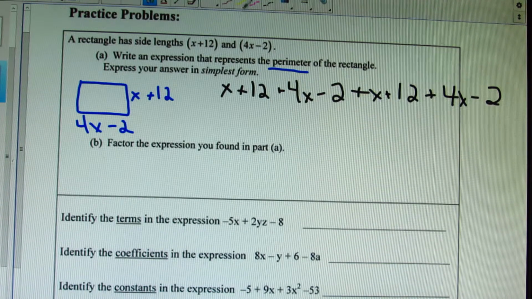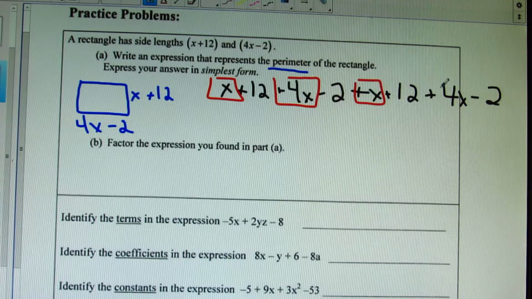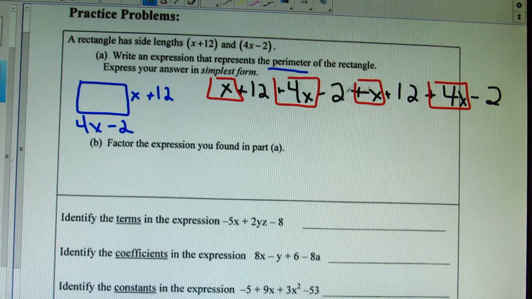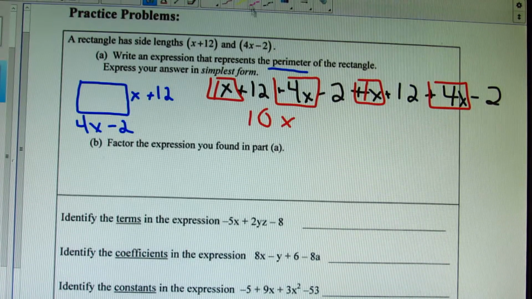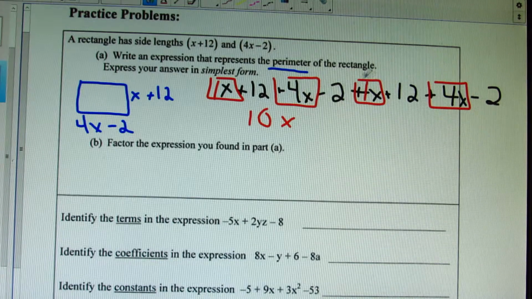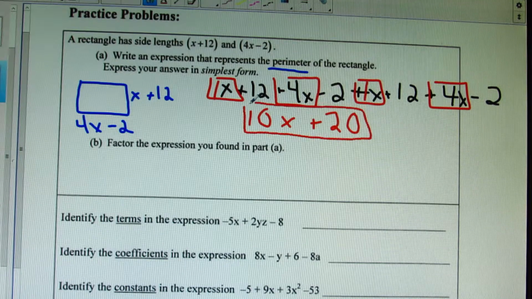Now it says express your answer in simplest form. That means I'm going to have to combine like terms. These are all like terms. I'm going to put a 1 in front as a coefficient to help me remember. 1 plus 4 plus 1 plus 4. That's 5, 6, 7, 8, 9, 10. 10 x's. It's a lot of x's. Positive 12 minus 2. Another positive 12. Another minus 2. That makes positive 20. Final answer on this part is 10x plus 20.